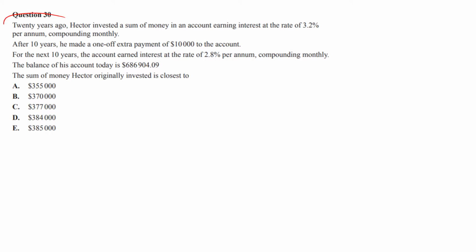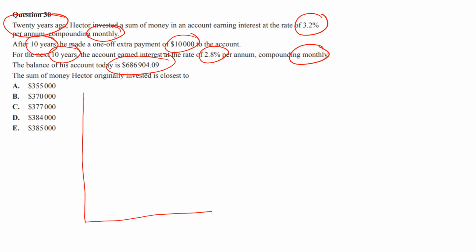So we're starting 20 years ago, and Hector put in some money at 3.2% PA compounded monthly. After 10 years, he made a one-off extra payment of 10,000, and then for the next 10 years, he earned 2.8% interest, still compounded monthly, to get a balance of this. Let's show that as a diagram, just as a rough sketch diagram.